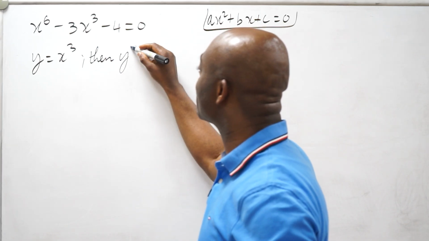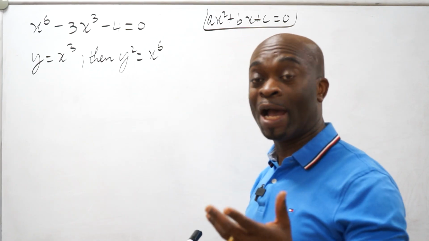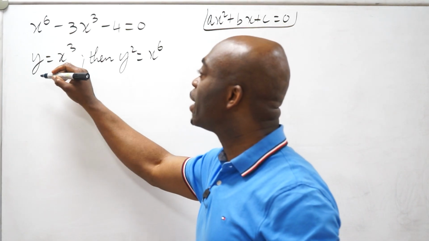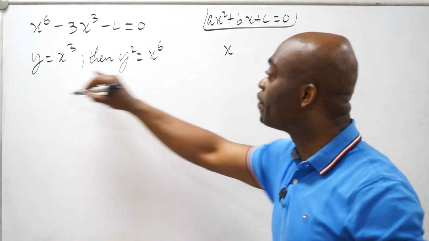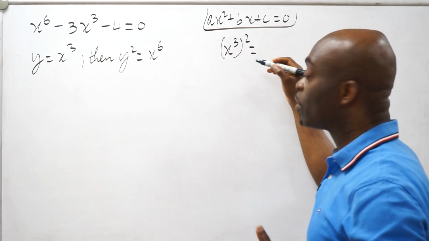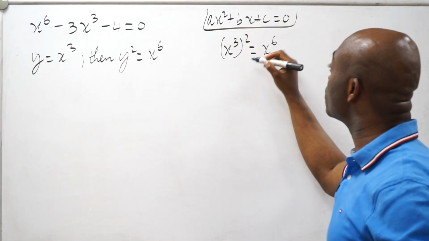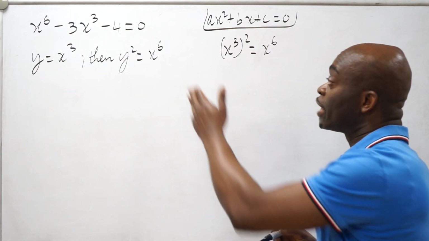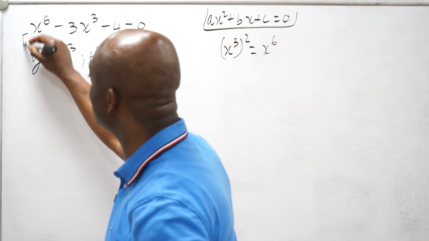Then y to the second is equal to x to the sixth power. Why? Because when y equals x to the third and you square the y, you're squaring x to the third power. So when you square this, what's happening? The exponent is 6, because 3 times 2 is 6. So you can afford to do that. And once you establish that, ladies and gentlemen, you're good to go.